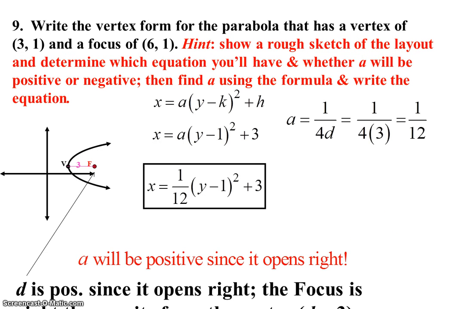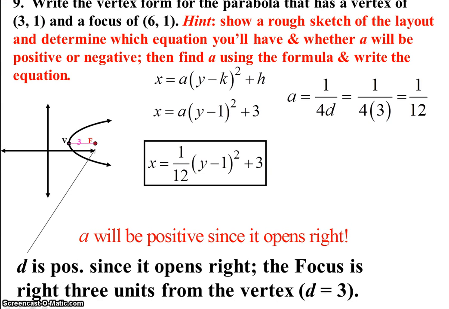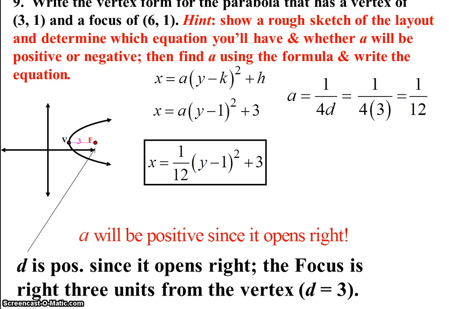And one thing is being cut off down here that you can't see. I don't think I can move it. Can I move it when I'm recording? Let me just try something. Hey, it did. I didn't even know I could do that. Okay, so the focus is right 3 units from the vertex. D was 3. That was all I was saying down there.